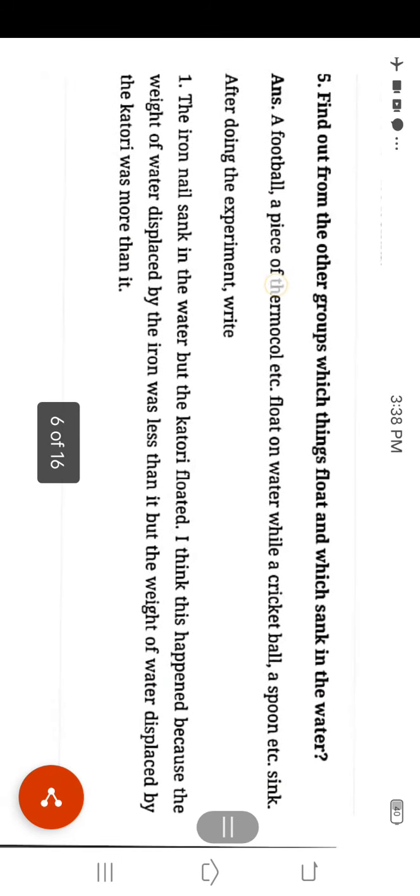Now find out from the other groups which things float and which sink in the water. So you can answer a football, a piece of thermocol, etc. float on water, while a cricket ball, a spoon, etc. sink. After doing the experiment, write: the iron nail sank in the water, but the katori floated. I think this happened because the weight of the water displaced by the iron nail was less than its weight, but the weight of the water displaced by the katori was more than its weight.